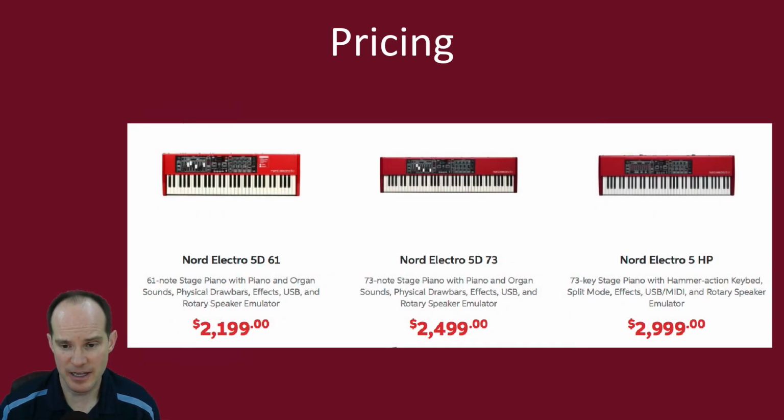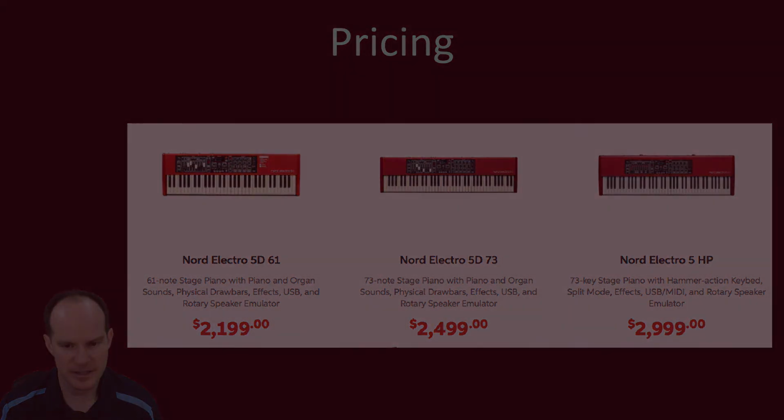The Electro is a slightly older keyboard. It's not as new as the Stage, but it's still a hot seller and still one of their flagships, in my opinion. You've got the Electro 5 HP, which is right around $3,000. The Nord Electro 5D 73 for $2,500, and the 5D 61 for $2,199. So that's the pricing. That gives you an idea of the differences there.